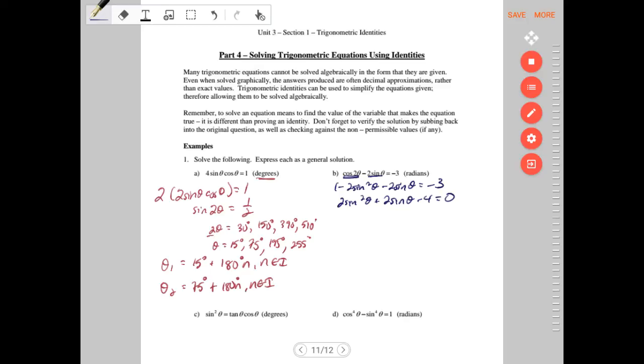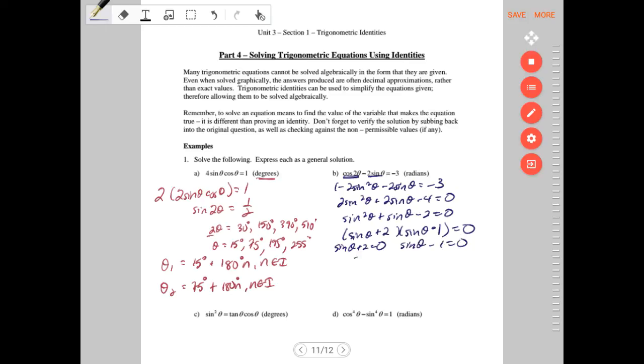Now I can GCF a 2 out of every term. So if I divide every single term by 2, that gives me sine squared theta plus sine theta minus 2 equals 0. You'll notice that this is a trinomial, so we're going to factor it. That gives me sine theta and sine theta equals 0. And I want positive 2 and minus 1, because positive 2 times negative 1 is negative 2, and that gives me plus 2 sine theta minus 1 sine theta, which gives me the 1 sine theta. So we're good. Sine theta plus 2 equals 0, and sine theta minus 1 equals 0.